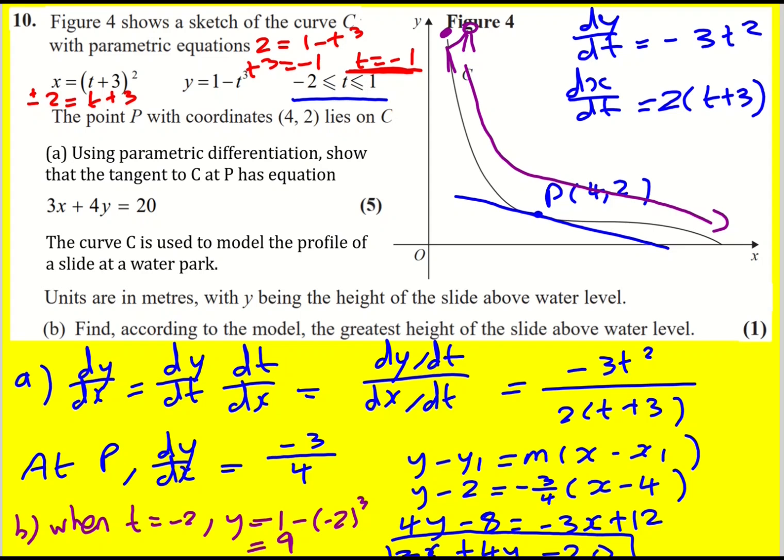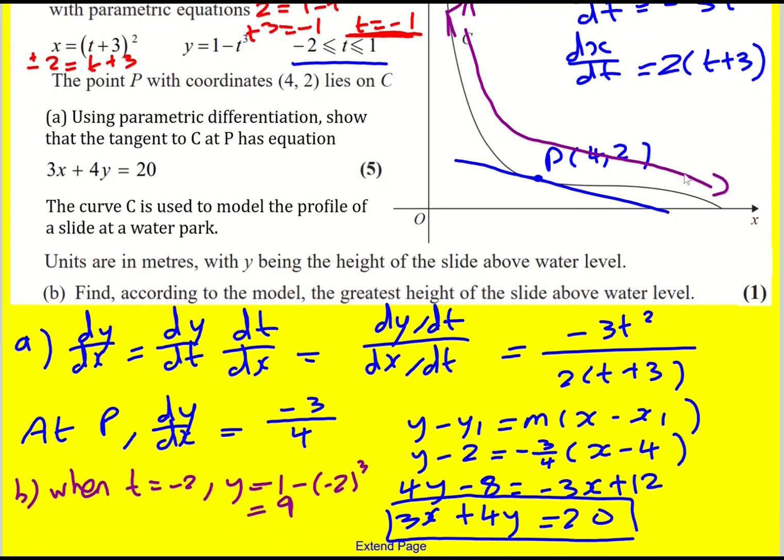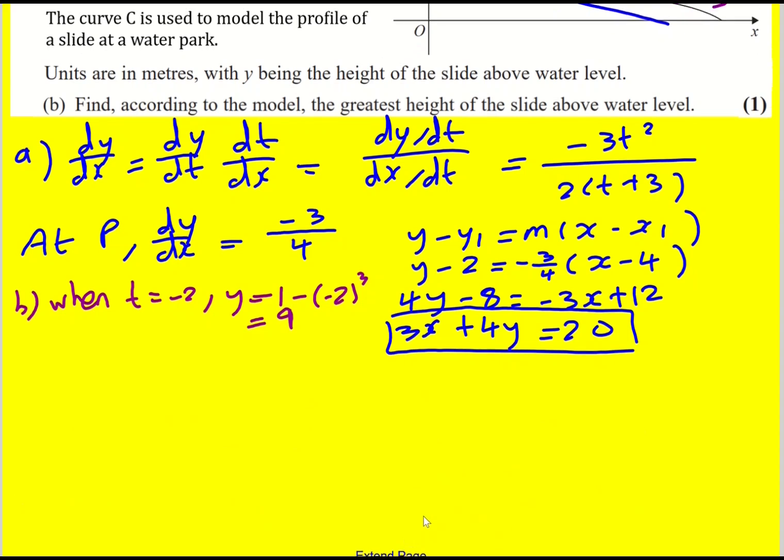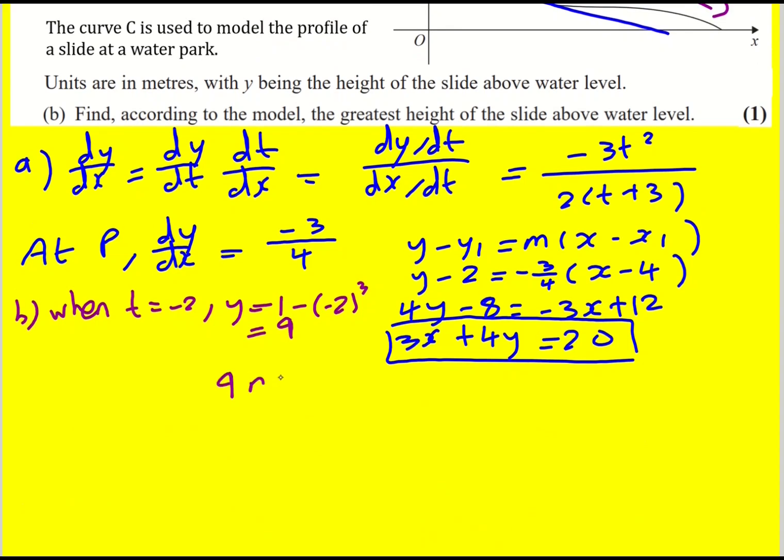We can also see as t increases, actually y is going to decrease. So even if we didn't have the sketch, we could figure it out from the domain. So the maximum height is going to be 9 meters. Or greater, yeah, max height, that's okay. Well done.